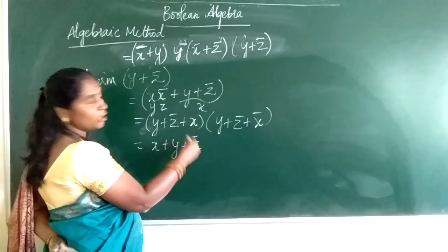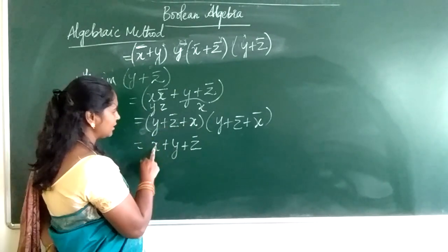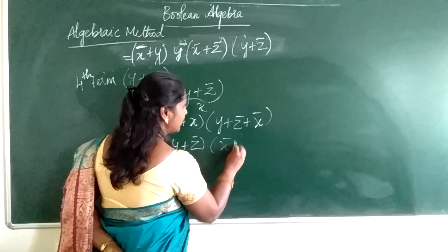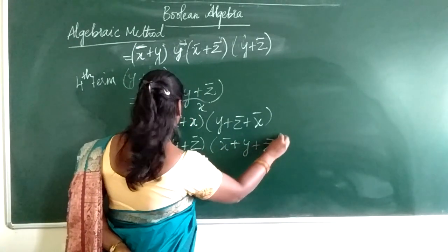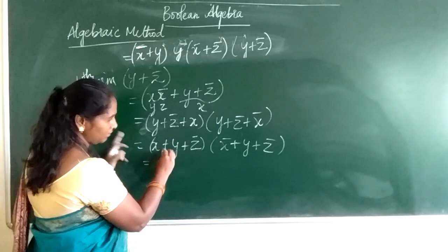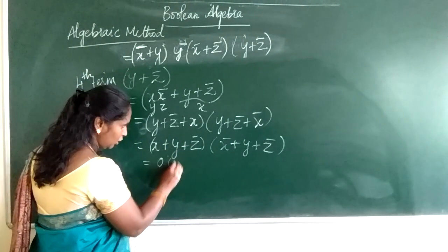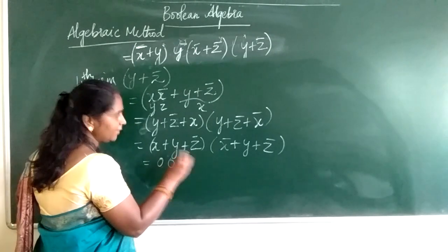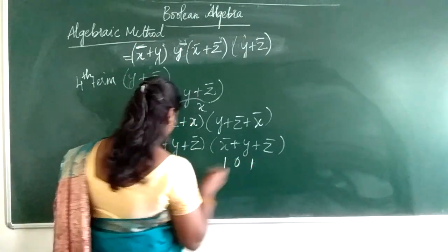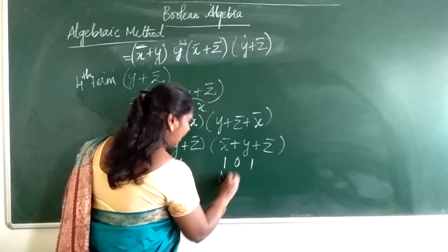Now after getting this, you cannot go further for POS. Rearrange using a commutative law: (x + y + z bar)(x bar + y + z bar). So what is the binary equivalent? That is 0, 0, and here z bar means 1. Here 1, 0, 1. That is nothing but it holds the value of m1 and this one is m5.